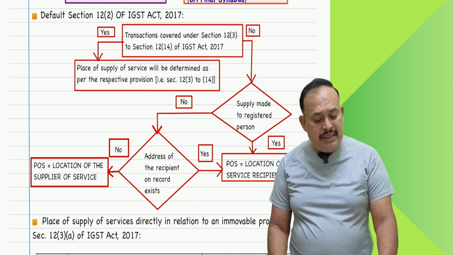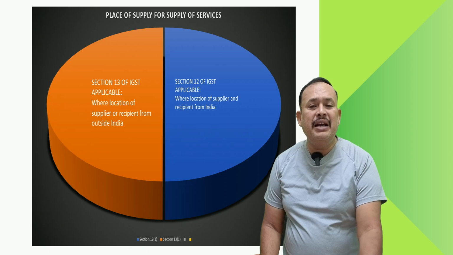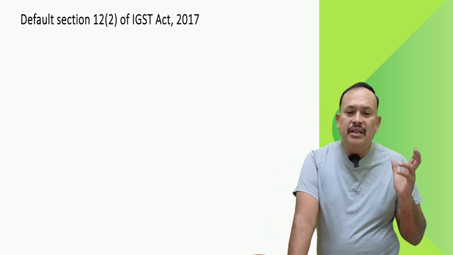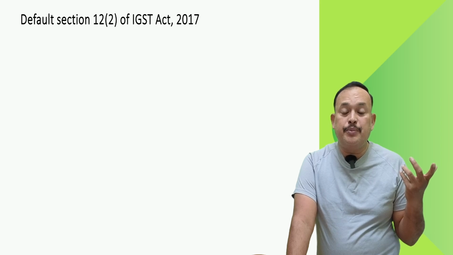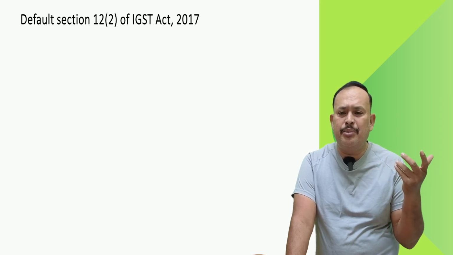How to understand this? With the help of a simplified example. I am bringing it here, look on the screen. Default provision, section 12 subsection 2 IGST Act. How to understand the place of supply? Look here.